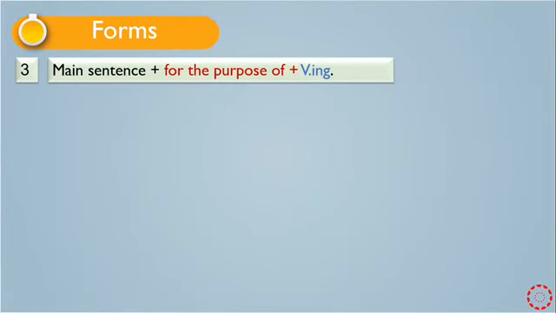Another form of expressing purpose is for the purpose of. We have the main sentence in the initial, and then we have for the purpose of. We use this expression also for expressing purpose, but for the purpose of is followed by verb ing.